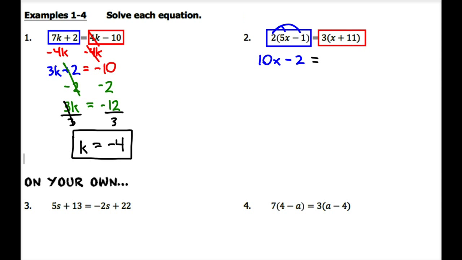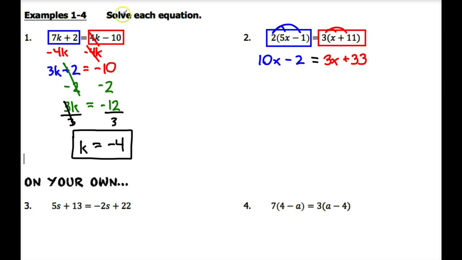So I can distribute my 3. That gives me 3x plus 33. Okay, now again we have a 10x on the left side and a 3x on the right, so my next step is to move one of those terms to the other side.